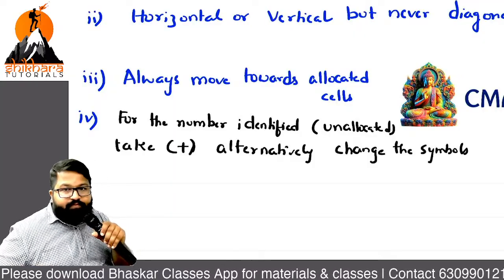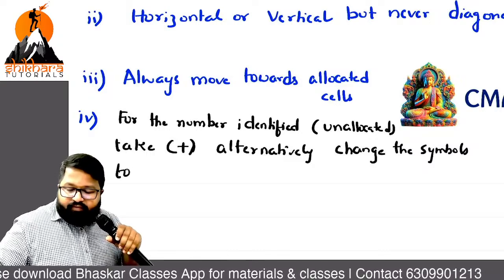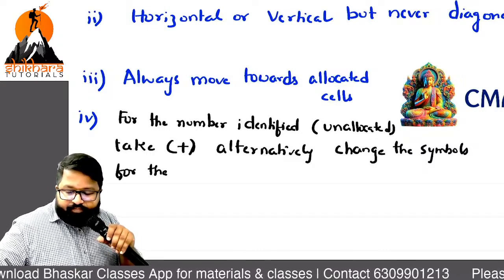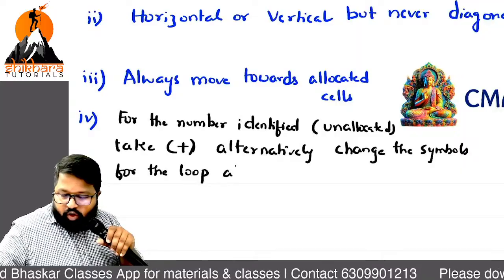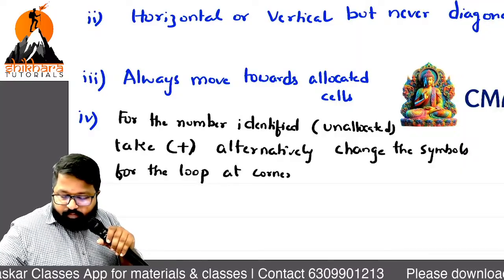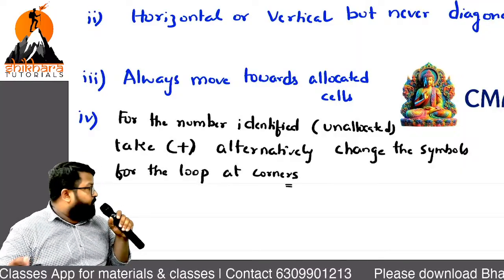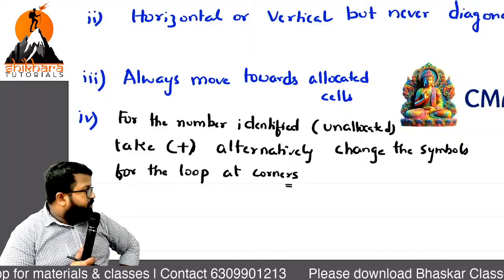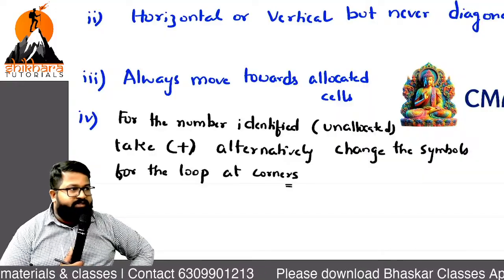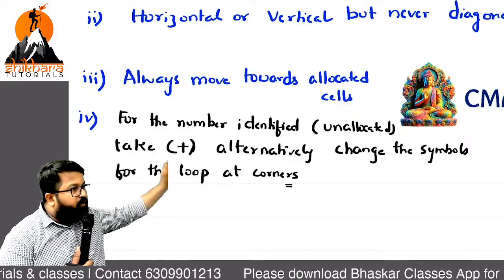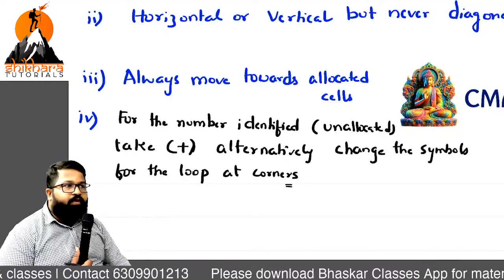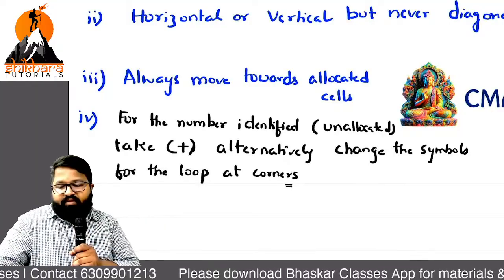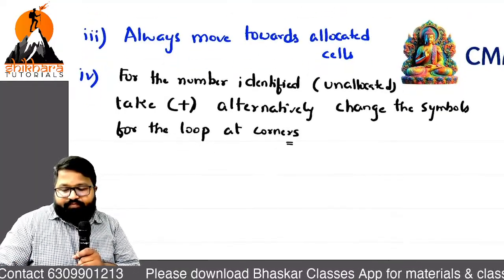Change the symbols for the loop at corners. Change the symbols for the loop at the corners. Is this point clear? What we have done there is we have written the same point.